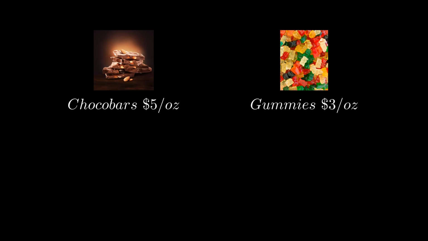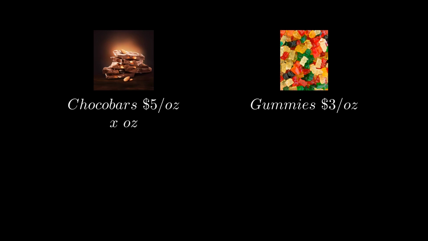Imagine you walk into a candy shop with $120 in your pocket. The shop sells two types of candy: 1 ounce of chocolate bars for $5 each, and 1 ounce of gummies for $3 each. You decide to buy a mix of both, but want to use exactly $120. How many chocolate bars and gummy packs can you buy?